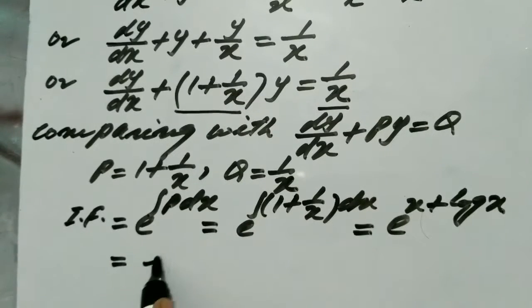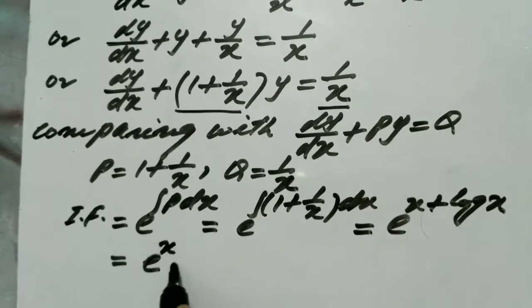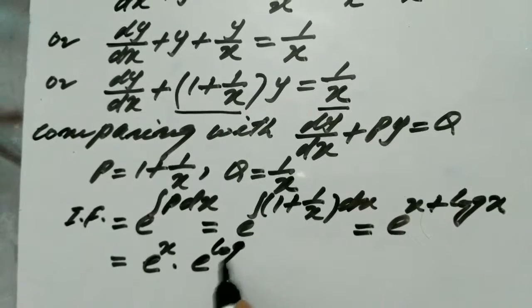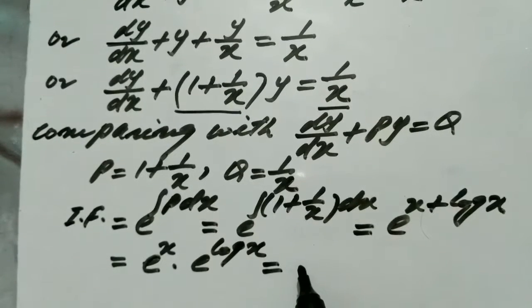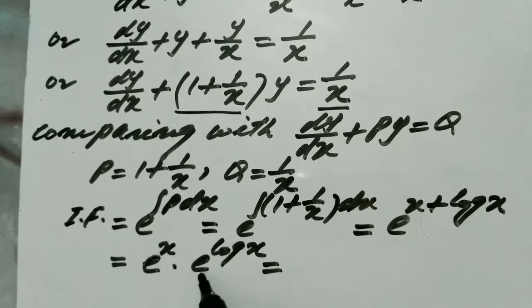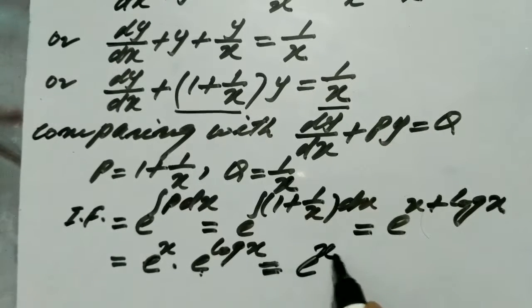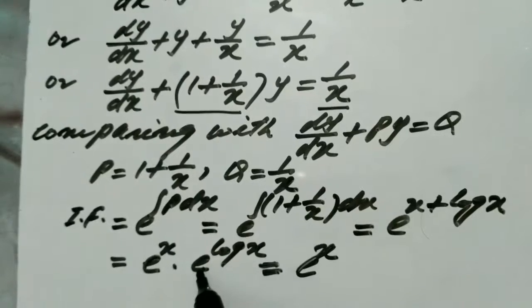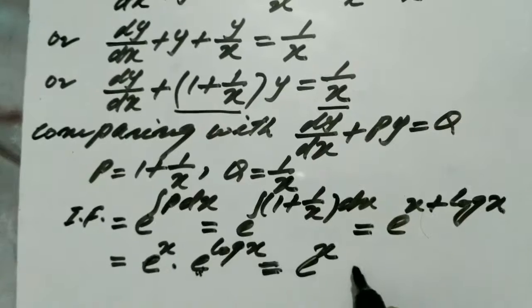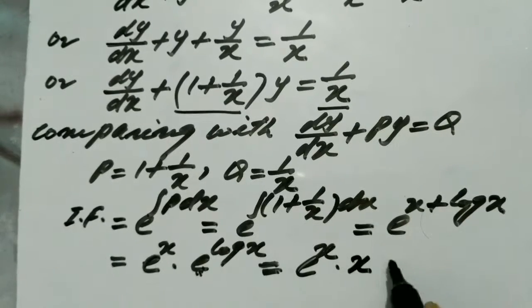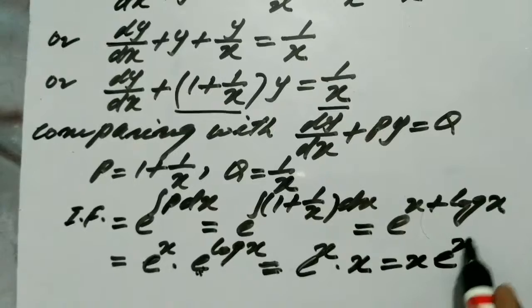So we may write it as e raised to the power x into e raised to the power log x, by the property of logarithm and exponential function. If the exponential function has log in the index, we have e raised to the power x into x only, because the exponential function and log will cancel by the rule. Only x is left, so we have x e raised to the power x.